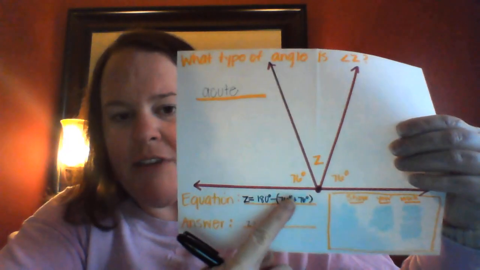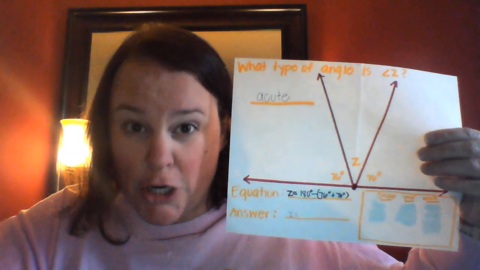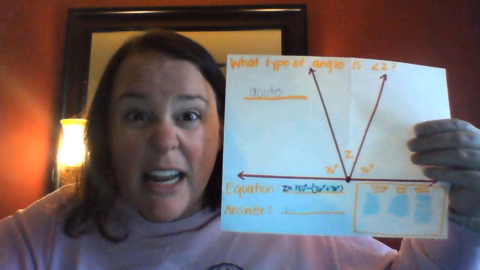What if I added 76 plus 76 together first and then subtracted that number from 180? But how would I write that in an equation? I think I have to think back to my order of operations. Remember that? Remember order of operations that I taught you? I want to add 76 plus 76 first, so I'm going to put it in parentheses. Remember order of operations, you have to do what's in the parentheses first. So this is how you would write that equation.